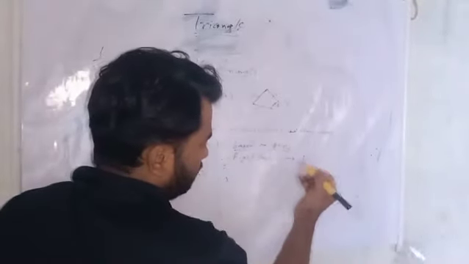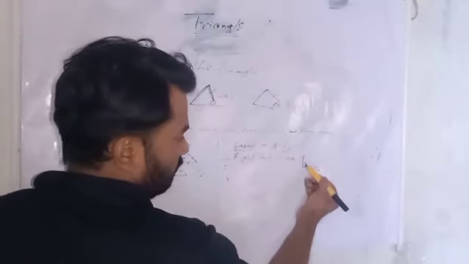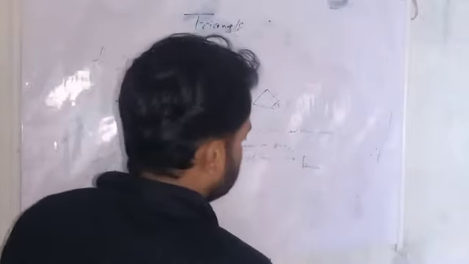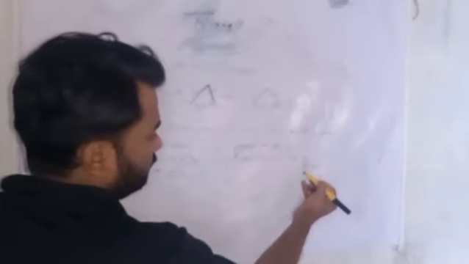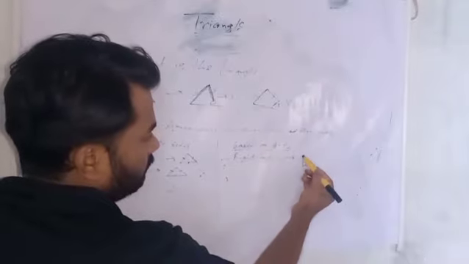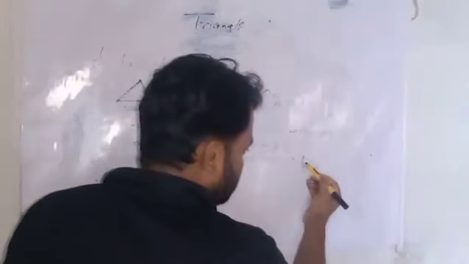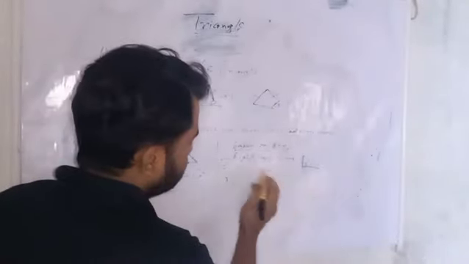There is a figure of a right angle triangle. In a right angle triangle, you can see only one angle is a right angle, meaning 90 degrees. In which triangle one angle is 90 degrees, then we can say that triangle is a right angle triangle.